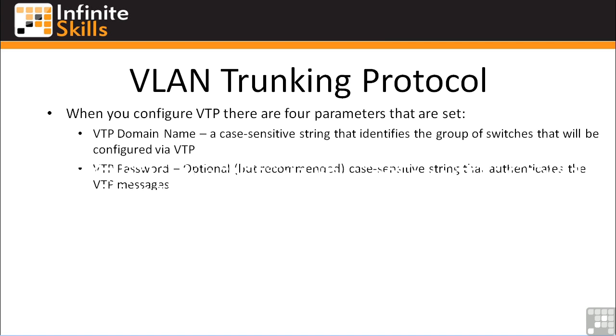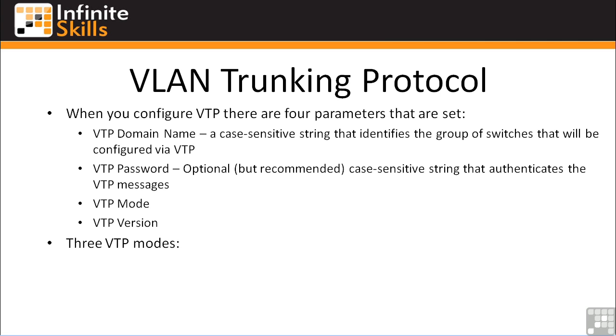The next thing that's configured is the VTP password. The VTP password is actually optional, but it is recommended if you use VTP in the first place, so that a misconfigured switch, again, will not kill your entire network. The VTP password is an optional but recommended case-sensitive string that authenticates the VTP messages. This way, you couldn't have a rogue attacker come in and attach a switch to your network, sniff out your VTP domain name, and then proceed to synchronize out a bad or faulty VTP database to the rest of the LAN. The third parameter is the VTP mode, and we'll talk about that here in just a second. And the fourth is the VTP version, and again, we'll talk about that here on the next slide.